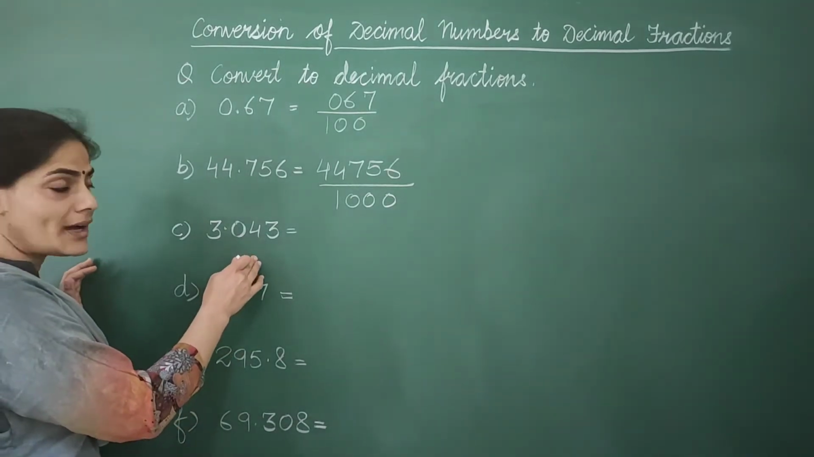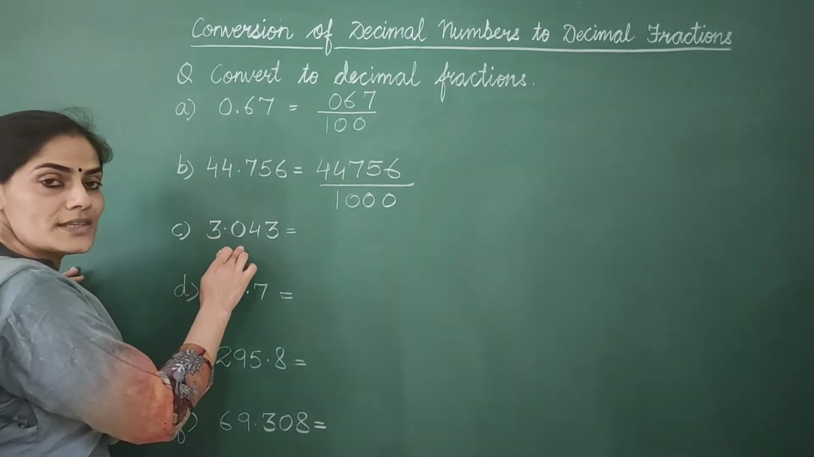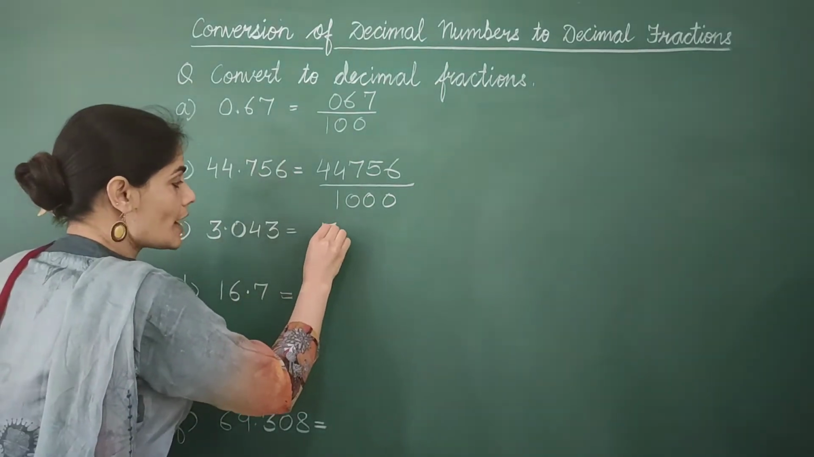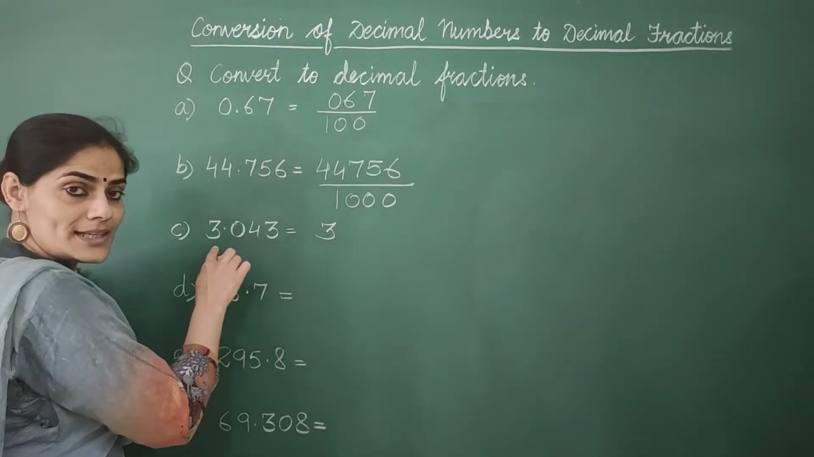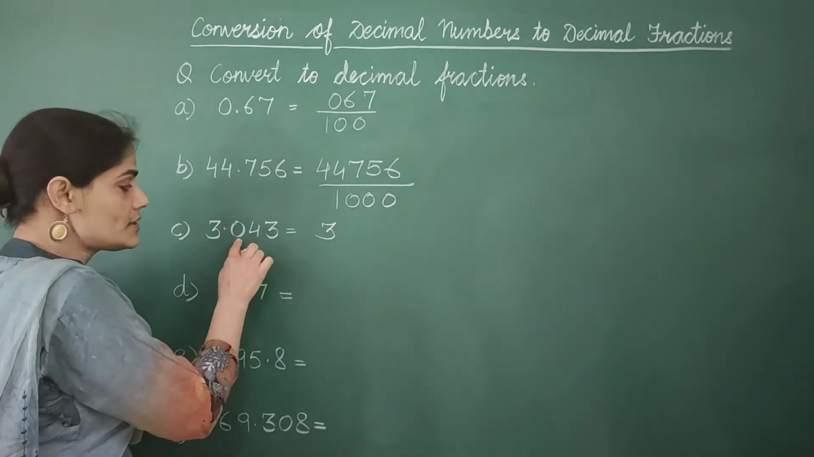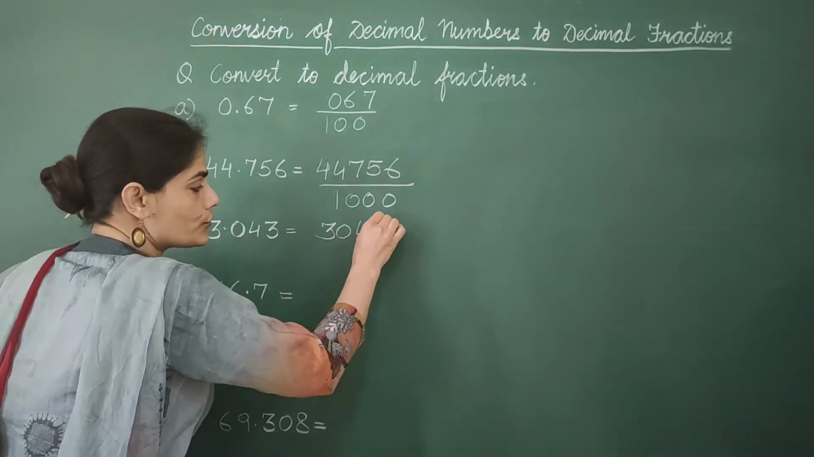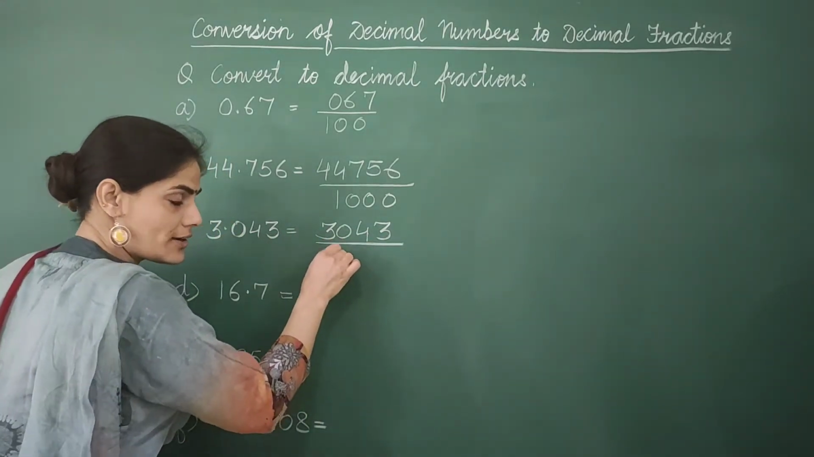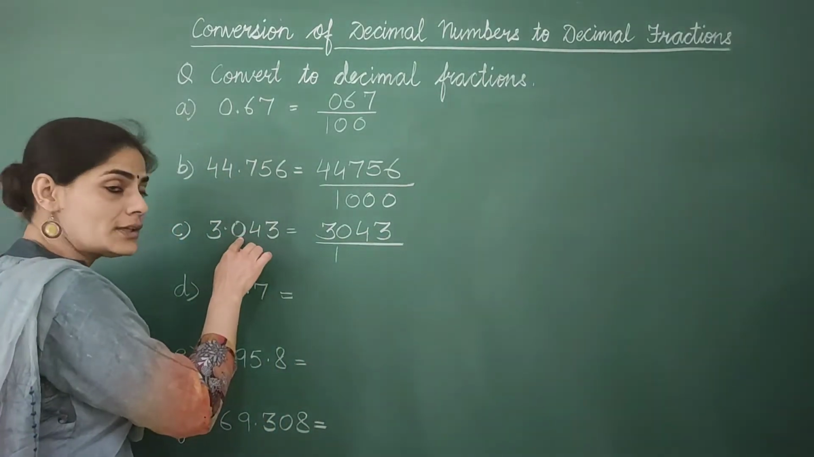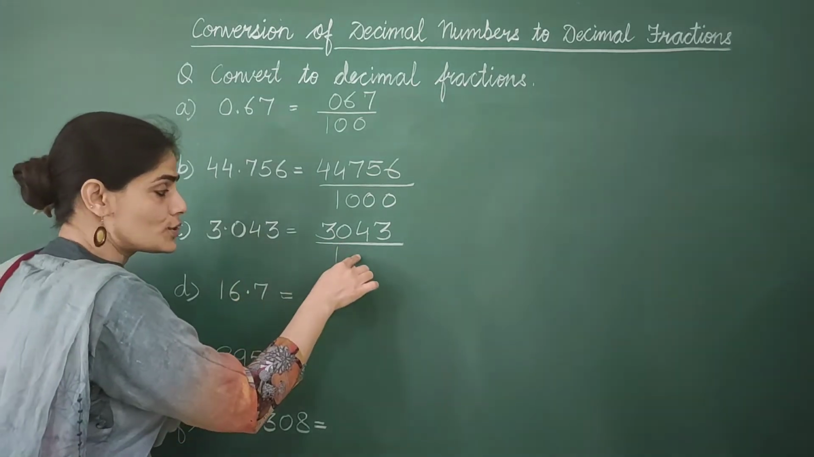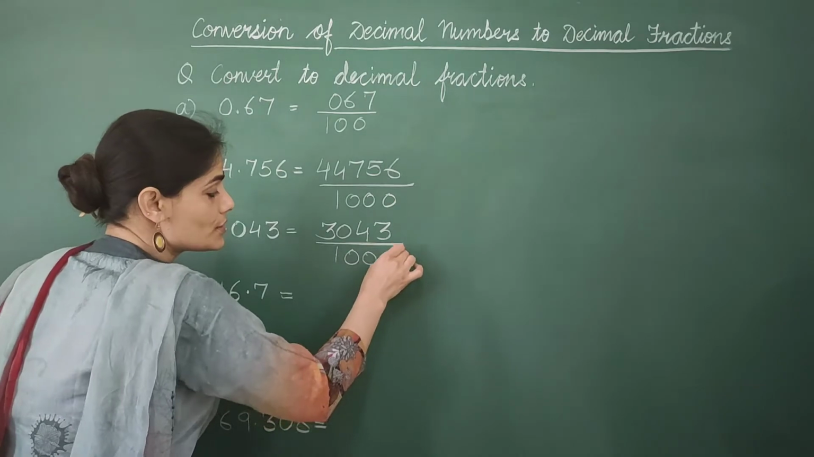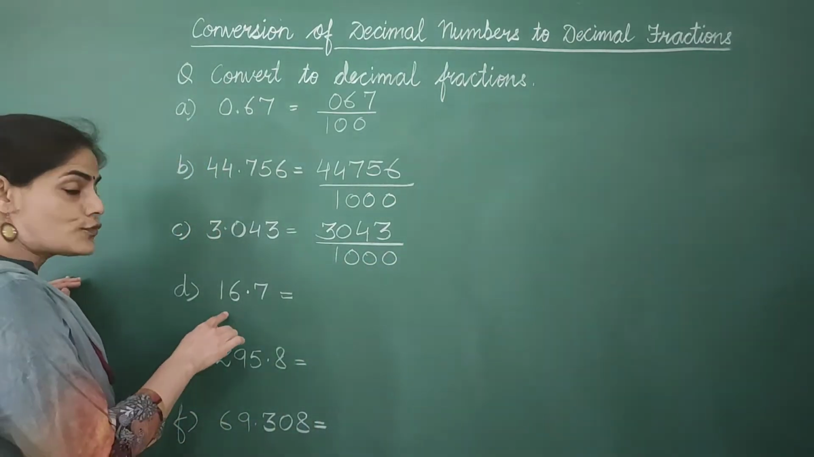Let's do the next part. This is 3.043. So forget about the decimal. Write at numerator's place these digits as it is. 3043. Now for this decimal point I write 1. And for the number of decimal places I am going to put the zeros. There are 3 decimal places. So I put 3 zeros. Move to the next one.